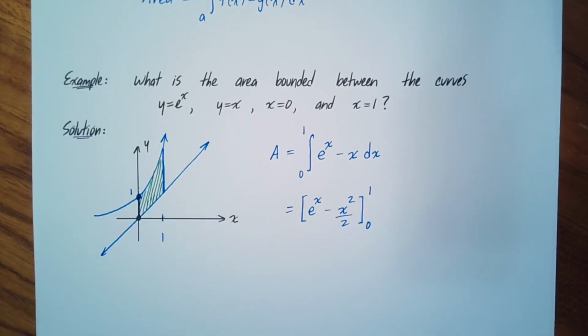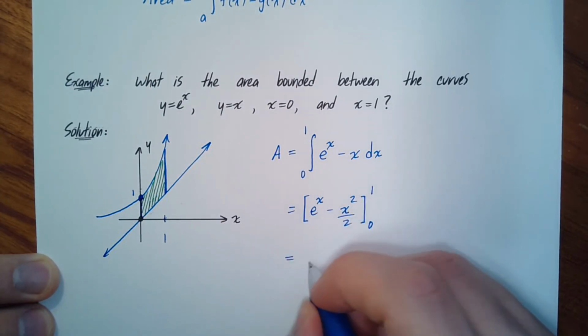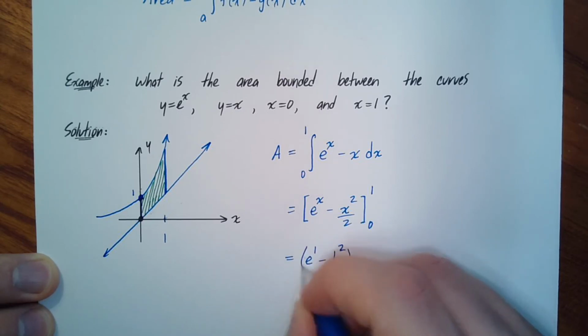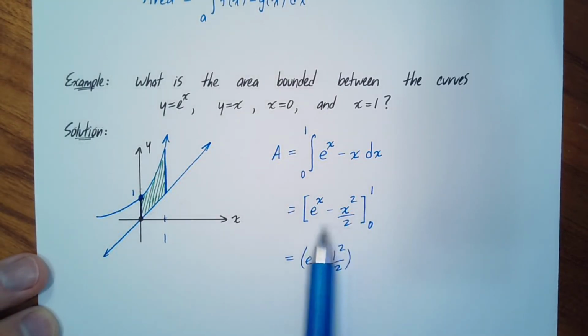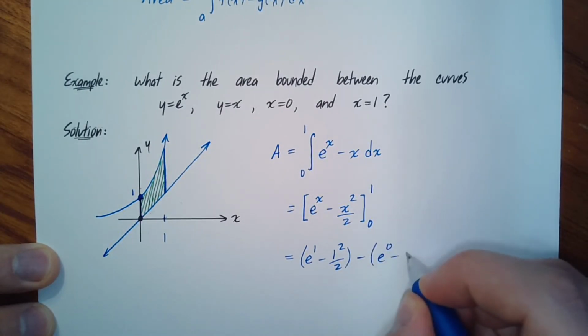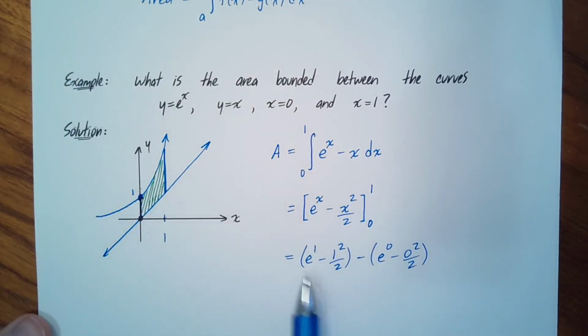So let's go ahead and do that. We'll plug 1 into all of this, so we're going to have e to the power of 1 minus 1 squared over 2, and then take everything and plug in 0. So we'll have minus e to the 0 minus 0 squared over 2. Once you clean this up, 1 squared is 1, so this is just e minus 1/2 minus 1, because e to the 0 is 1, and then 0 squared over 2 is just 0.